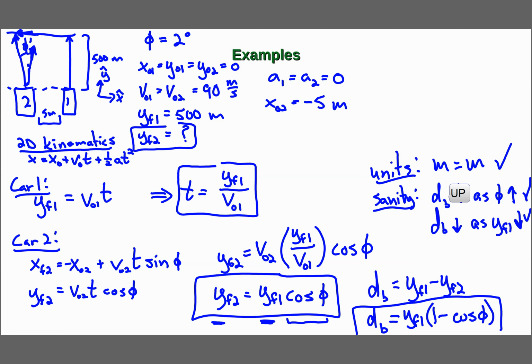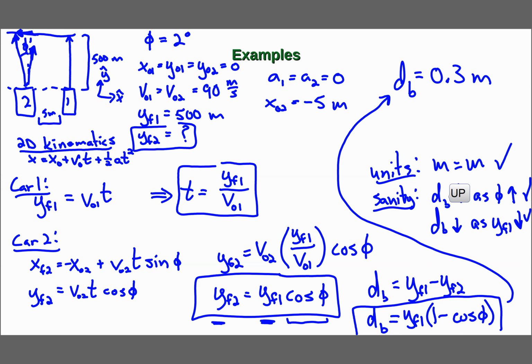Okay. So then we plug in numbers. And at the finish, let me come up here, dB equals 0.3 meters. About a foot. He finishes about a foot behind. Okay? But then it had a second question.